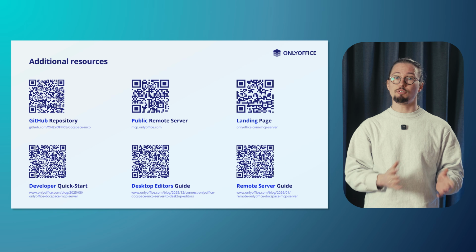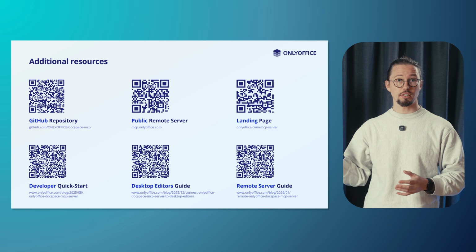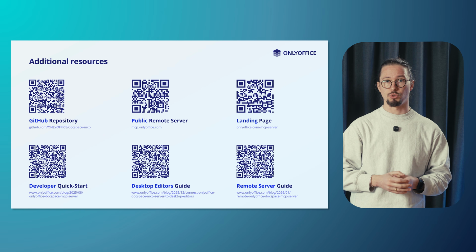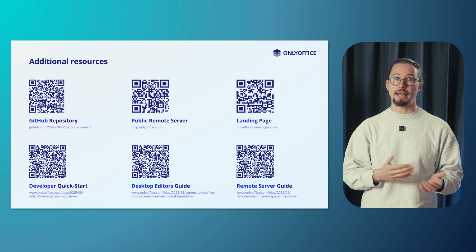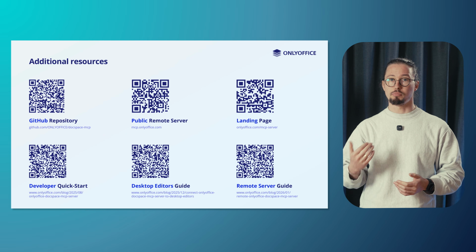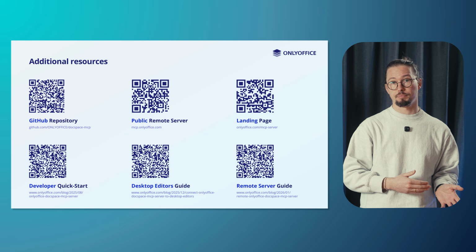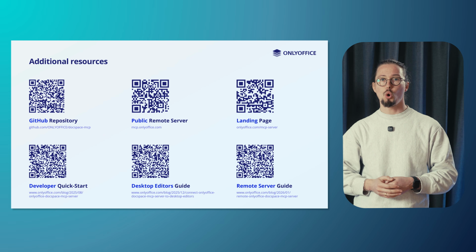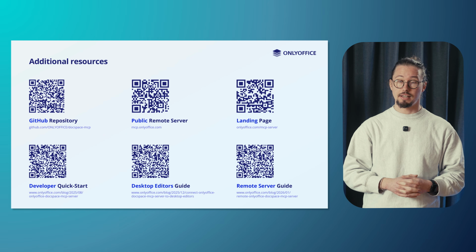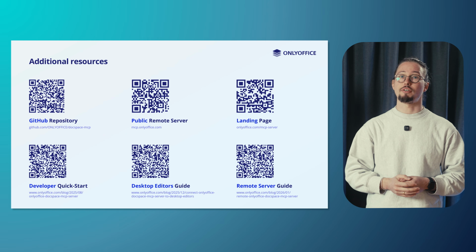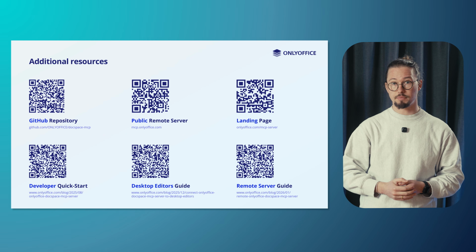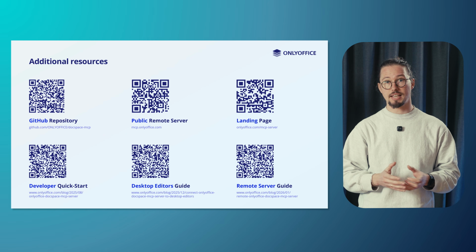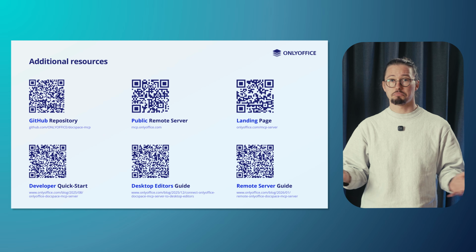Before we wrap up, here's everything you need to keep going. On screen, you'll see QR codes for the key resources: the GitHub repository with the full source code, documentation, and client setup guides. The public remote server ready to connect right now. The landing page at onlyoffice.com/mcp-server, where everything is collected in one place. And 3 blog posts with info we referenced today. The developer quick start, the desktop editor's walkthrough, and the remote server guide.